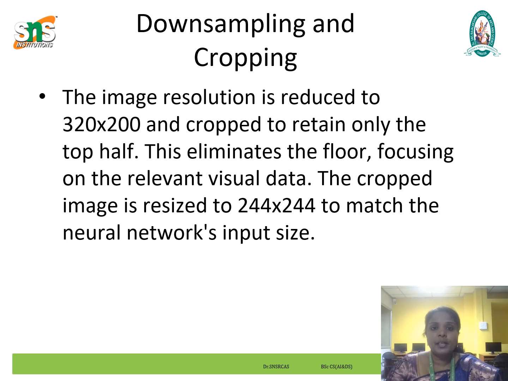The image is then cropped to retain only the top portion, effectively removing the floor from the scene. By doing so, the pre-processing focuses on the part of the image that contains the most relevant visual data for the task at hand, such as obstacles, objects or paths. Finally, the cropped image is resized to 244 by 244 pixels to match the input size required for the neural network. This ensures consistency and compatibility with the network architecture, allowing it to process the images efficiently while focusing on the critical elements of the scene.